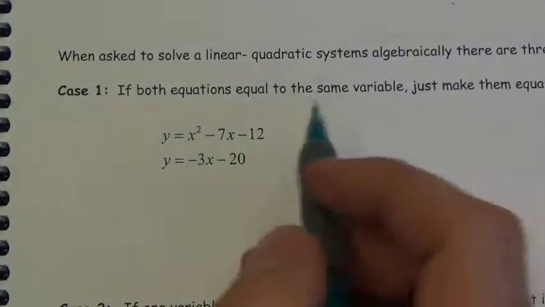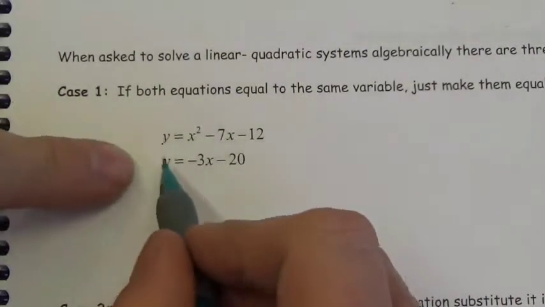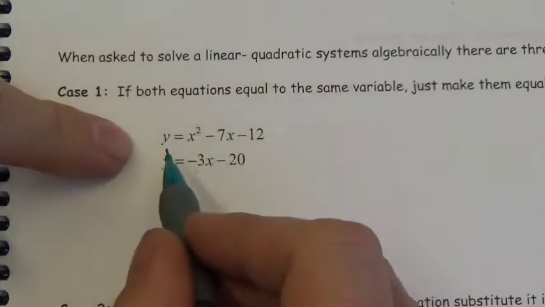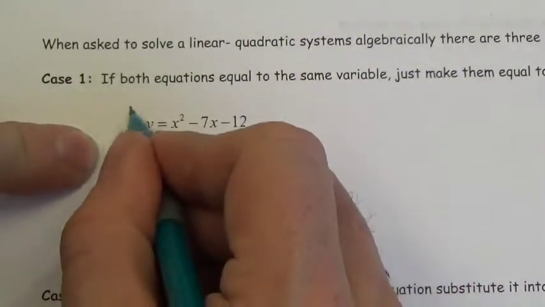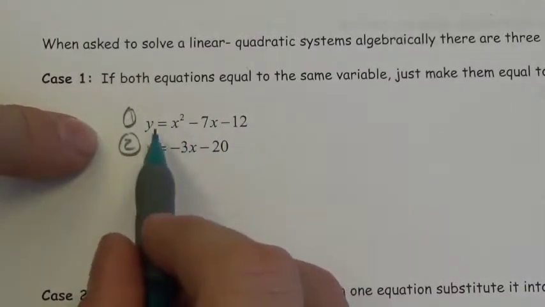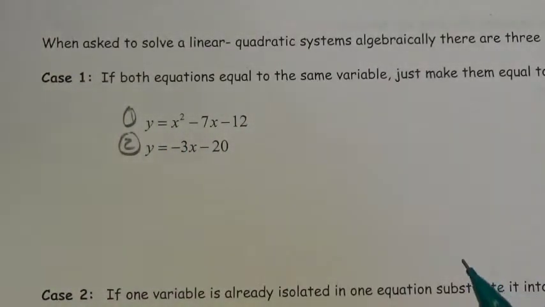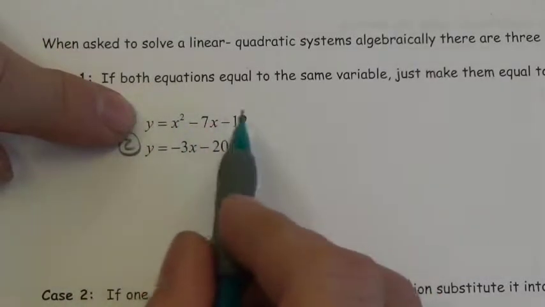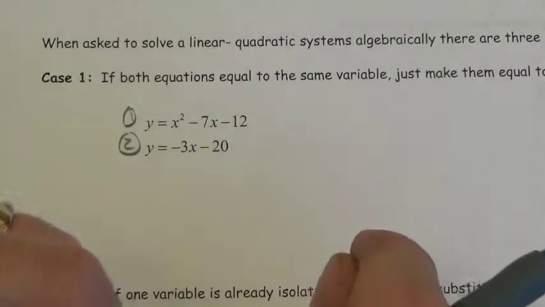Case 1. Let's say both equations are set equal to the same variable. Here's equation 1, here's equation 2. If they're both set equal to the same variable, in this case y, having it set equal to x won't help you. If you have x equals with an x squared in there, that's not going to be very useful to you.